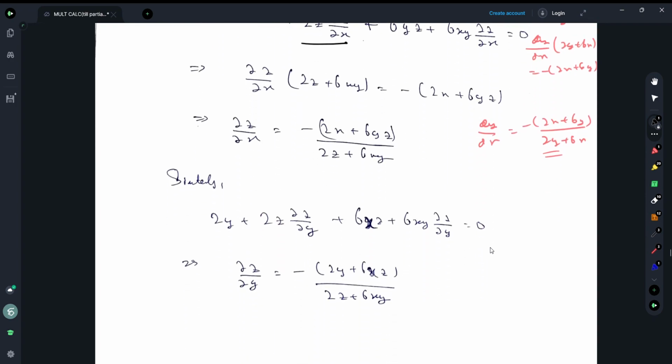In the exact similar way, we can find the value of del z over del y. Here in this case, x will be treated as a constant. Clear?